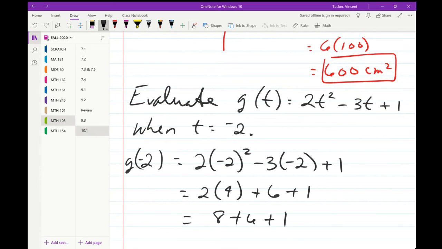All right, and then finish it off. 8 plus 6 is 14, plus 1 is 15. And that's it.